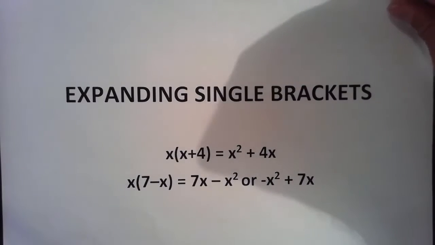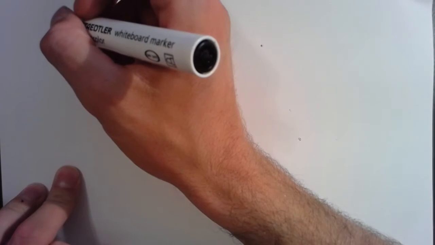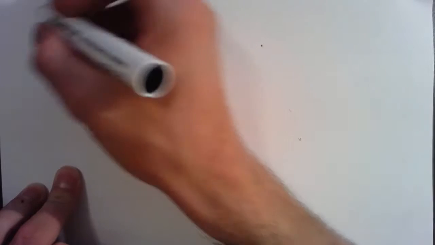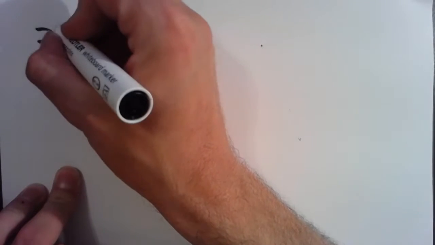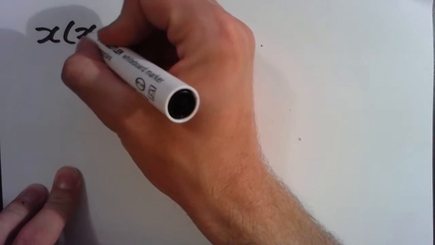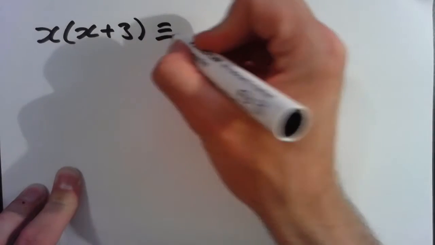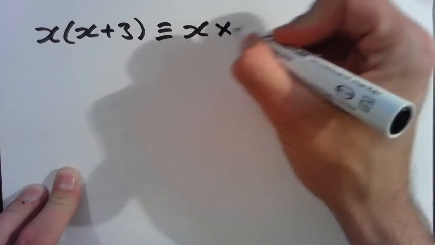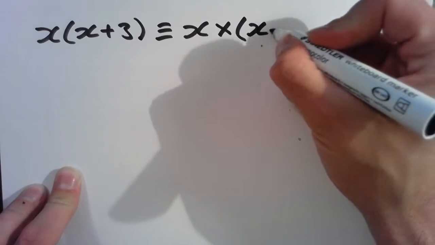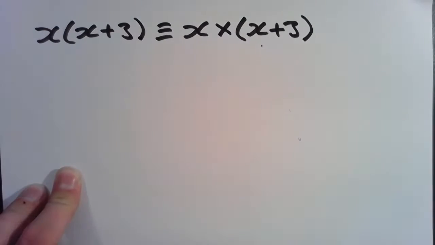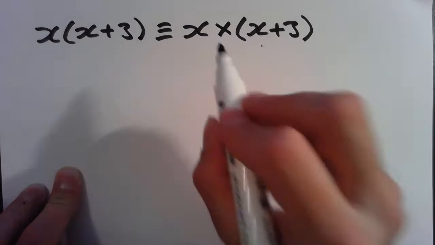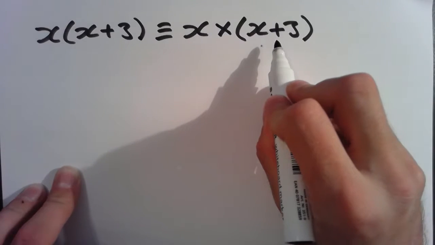First thing to remember when we start multiplying things in brackets is that there is an implicit multiplication symbol between the term next to the bracket and the bracket itself. So if we have x(x + 3), that's exactly the same as saying x multiplied by x plus 3. So what we're doing is we're multiplying x by the terms inside the bracket.